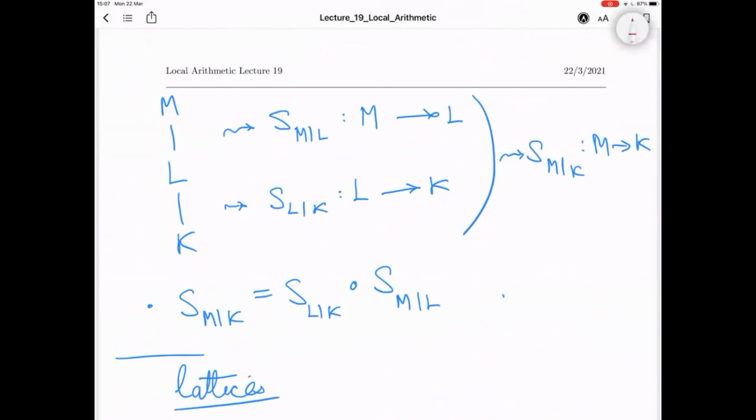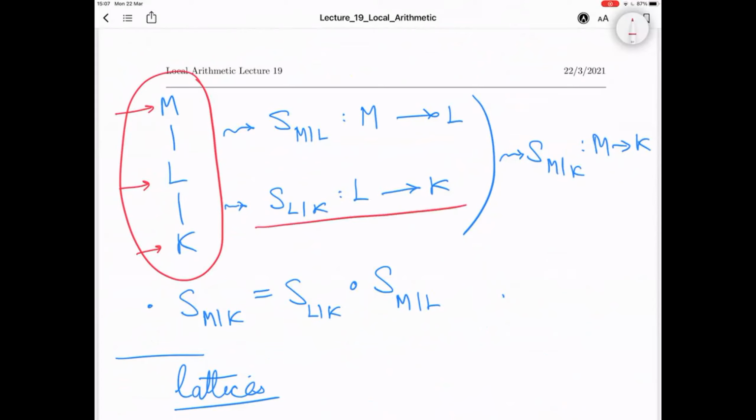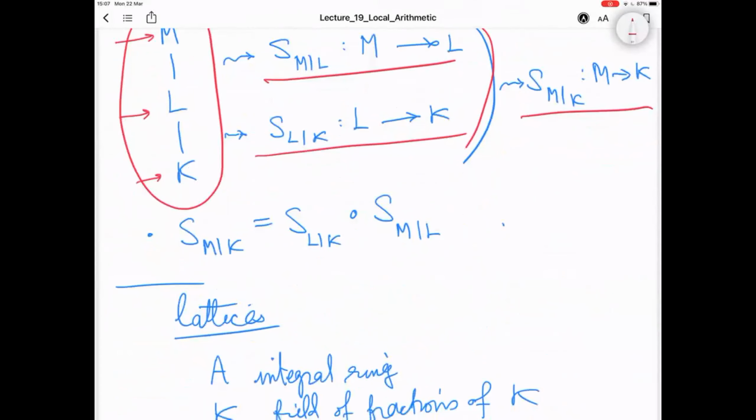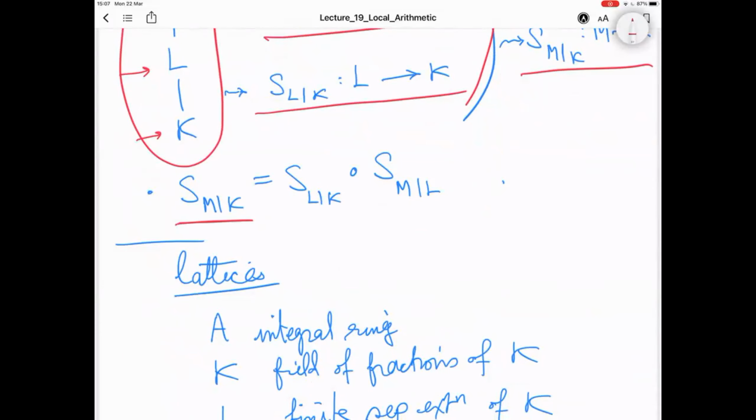And one of the basic properties of this trace map is that if I have a tower of extensions, so K is a field, L is a finite extension of K, and M is a finite extension of L, then I can talk about the trace from L to K and the trace from M to L, and also, of course, the trace from M to K, all the way from M down to K. And it's easy to verify that the trace from M to K is obtained as the composite of the traces from M to L and from L to K.